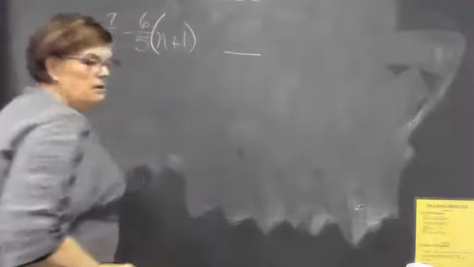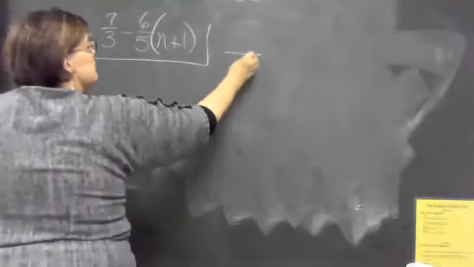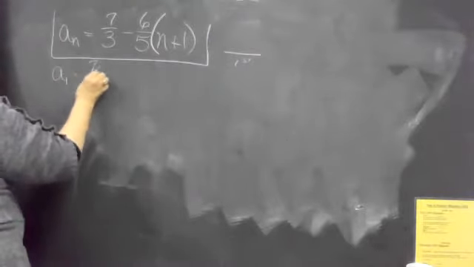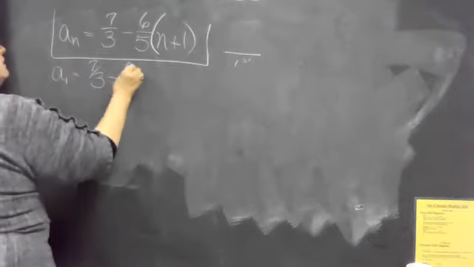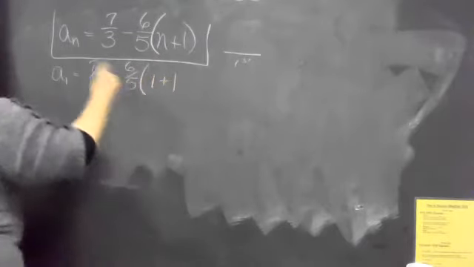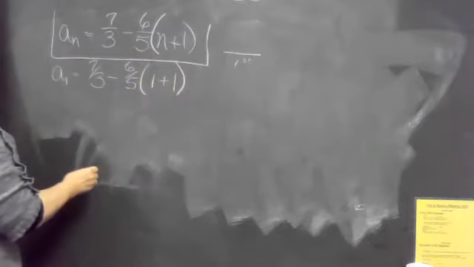So let's find the first term. Use your calculator. All right. So here's our rule. And if I want the first term, then I'm going to say the first term is equal to 7/3 minus 6/5 times 1 plus 1. Because if I want the first term, then n is going to be 1. 32/15. So what? 32/15. Maybe. I don't know.